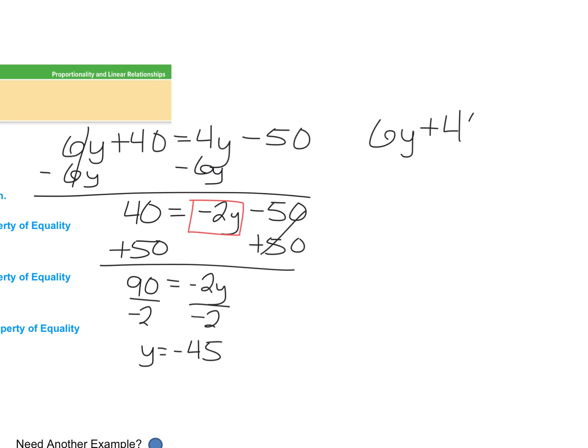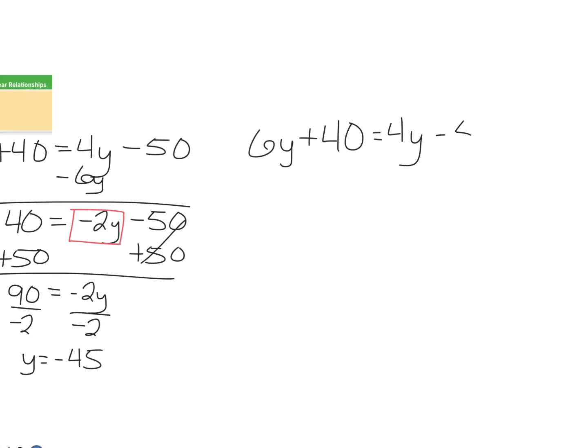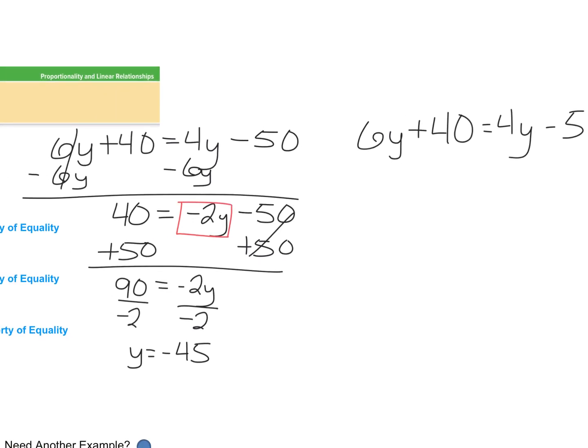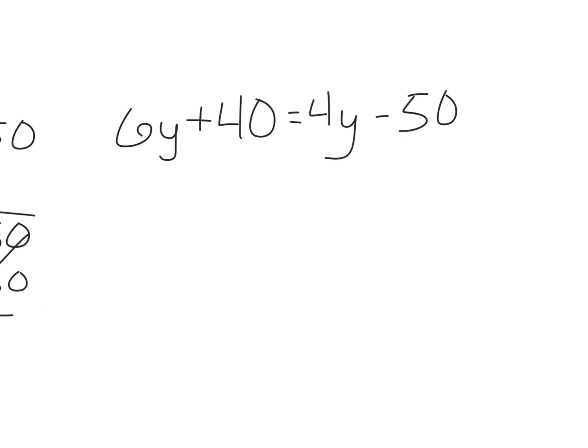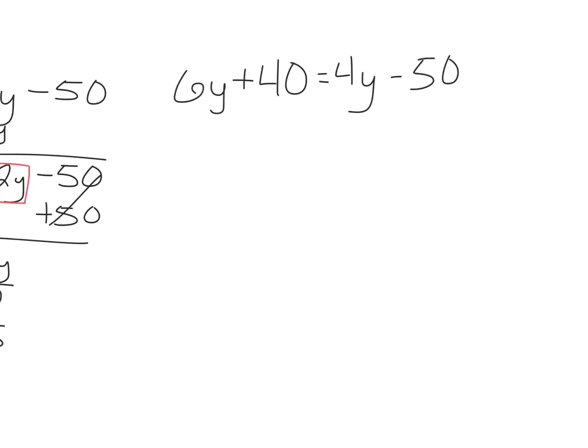6y plus 40 equals 4y minus 50. So on the left, we chose to move 6y. Okay? You can also choose to move 4y. You can choose whichever variable you want. Let's do 4y now. How can I move 4y to the other side? Subtract 4y. So I'm going to subtract 4y on both sides.